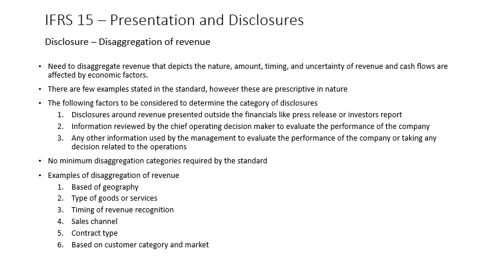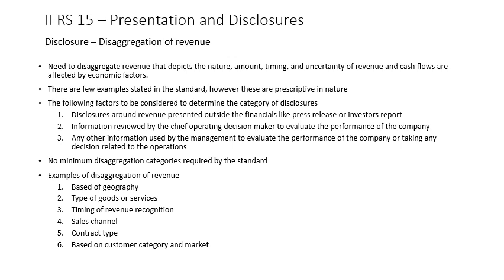The new standard requires the disaggregation of revenue from contracts with customers into categories that depict how the nature, amount, timing, and uncertainty of revenue and cash flows are affected by economic factors. Each entity, depending on the nature of its business, needs to determine the disaggregation category to be presented in the financials. The entity needs to consider the following points to determine the same.